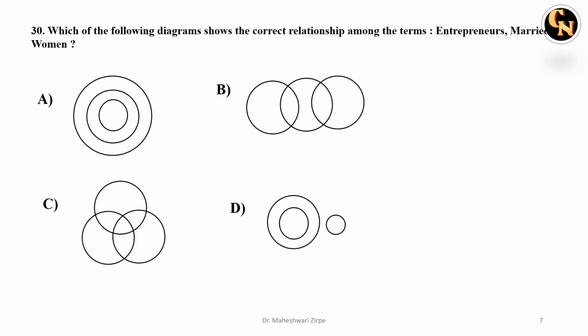Now next is, such type of questions are always asked in every exam. Okay, by graphical representation diagram you have to interpret. Now which of the following diagram shows the correct relationship between the terms entrepreneurs, married and women? So here three things are given. They have given entrepreneur. Suppose one circle indicates entrepreneur. Let us denote it by E. Then married. Third, there is one more circle which represents M, okay, and one more circle which represents W, woman.